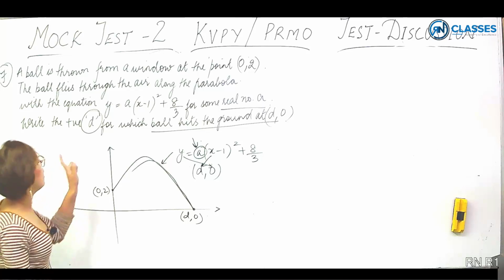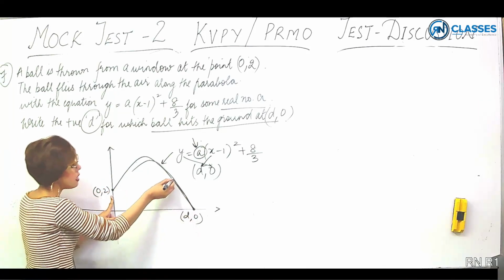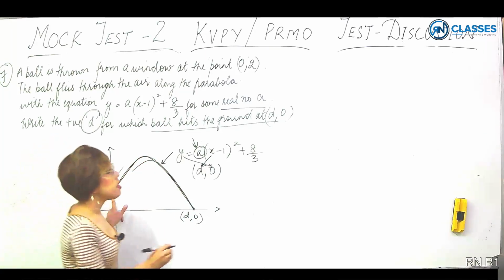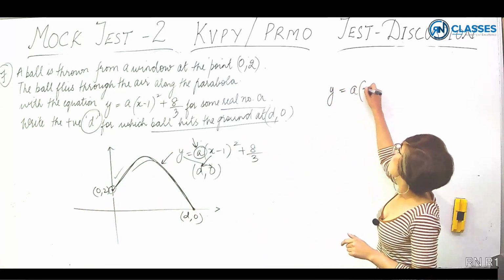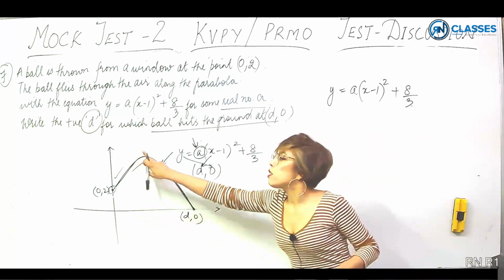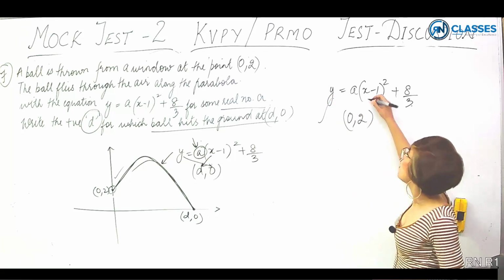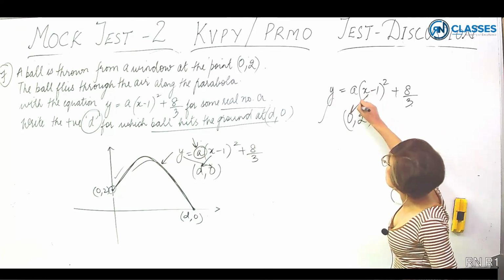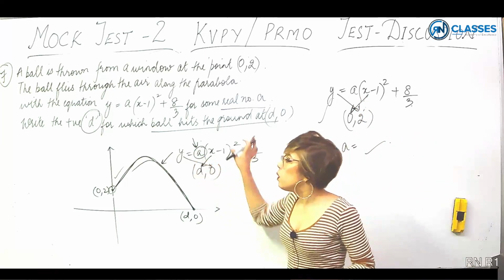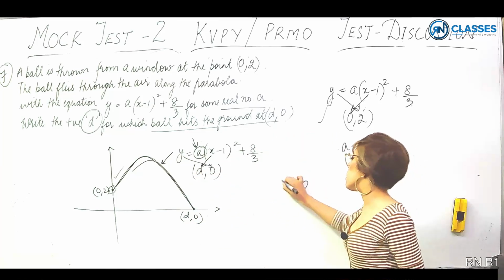Now, what else do I know? I know that the ball is thrown from which point? 0, 2. Now, if you can trace it, this is a parabola. That means this point also lies on the parabola. So y is equal to a into x minus 1 whole square plus 8 by 3. I know that 0, 2 lies on the parabola. That means 0, 2 will satisfy this equation. So if I substitute x by 0 and y by 2, I will get the value of a. Now, once I get the value of a, substitute it and do the thing again and you will get the answer. And the d will turn out to be 3. That is why your answer is 0, 3.